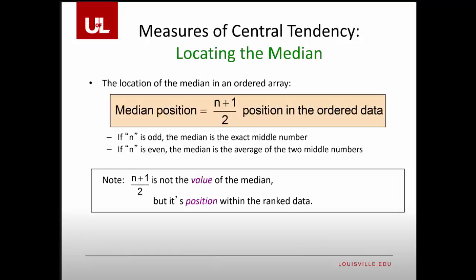When we have an odd number of observations, the median is relatively easy to find. In the case of an even number of observations, we need to do a little more work and take the average of the two values that sit in the center.